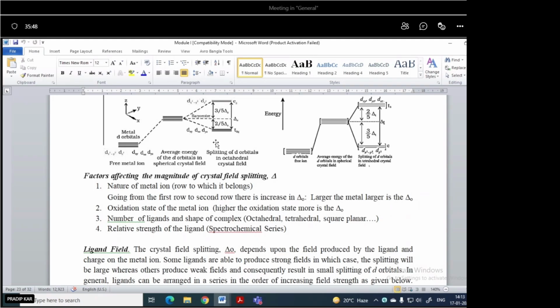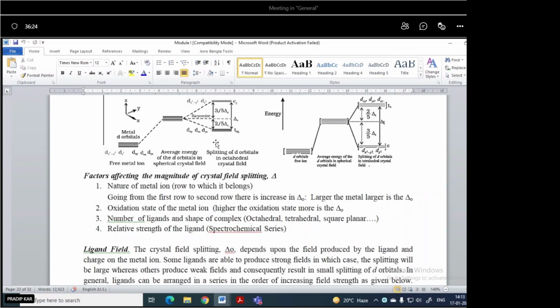And strength of ligands, which we have already explained: when it is a strong field ligand, the interaction is stronger than with the weak field ligands. Weak field ligands are weakly interacting with the metal ions that we'll consider.